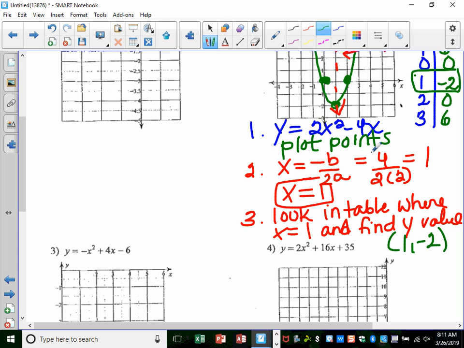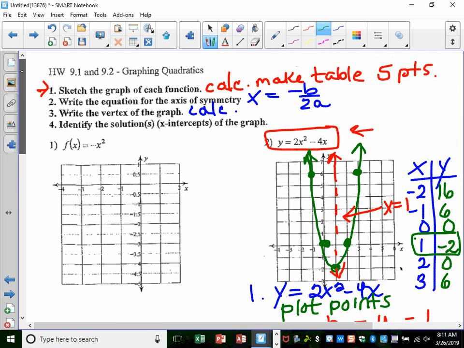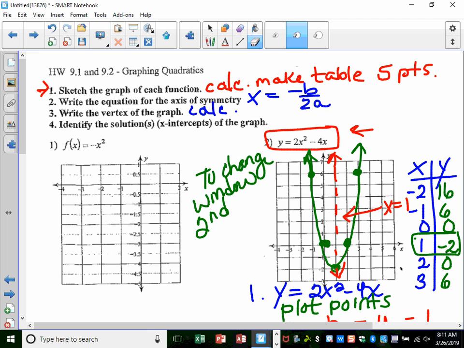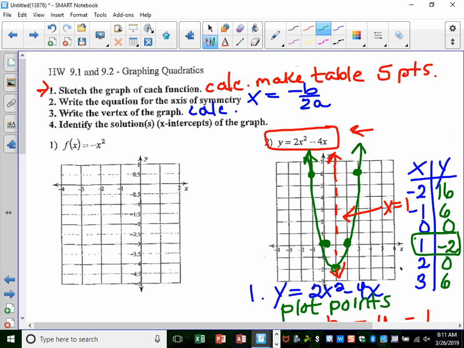Now, what if it wasn't an integer? What if my axis of symmetry was 0.5, like 1/2? How would I get it from the table then? How do you change your window? You might want to put that note somewhere. To change the window, write it down. You hit second what? Well, let's say it's to change the table, because you guys might not know that. To change your table to 0.5, what do you do?